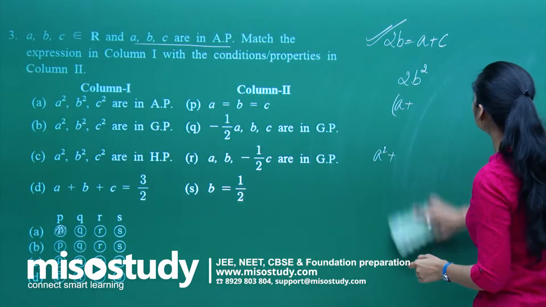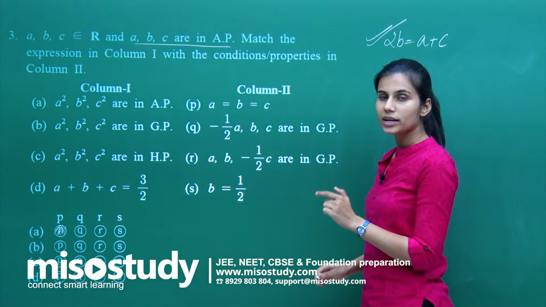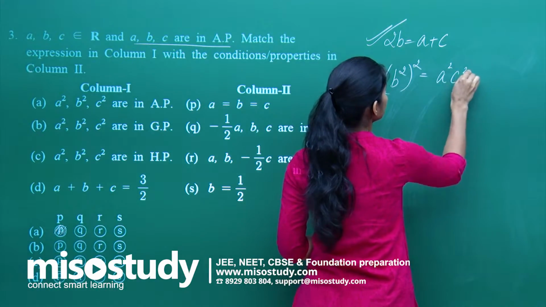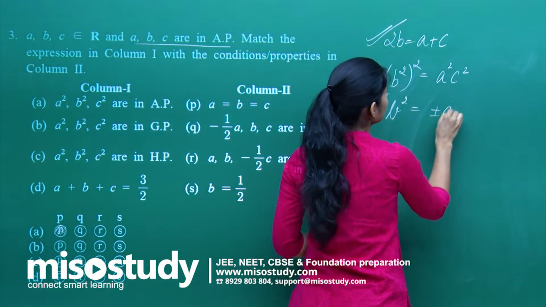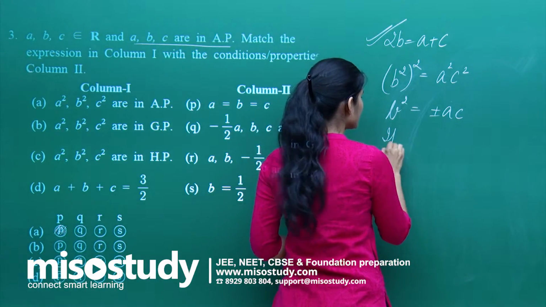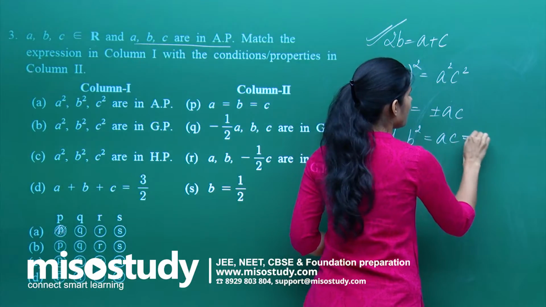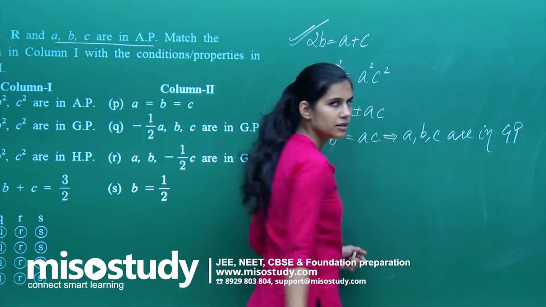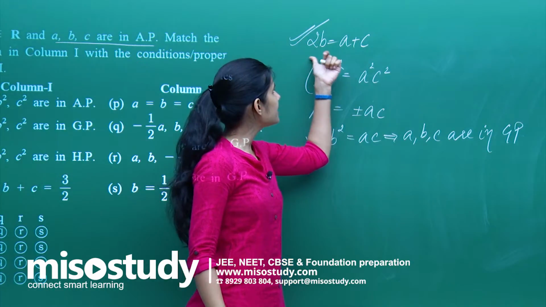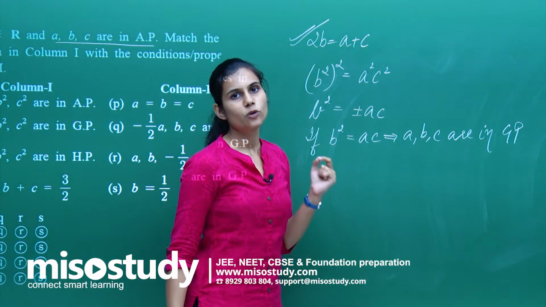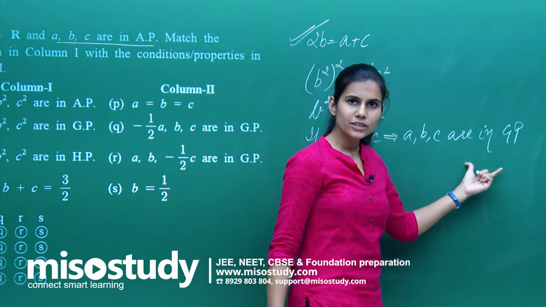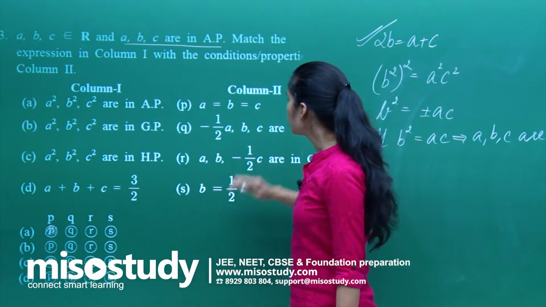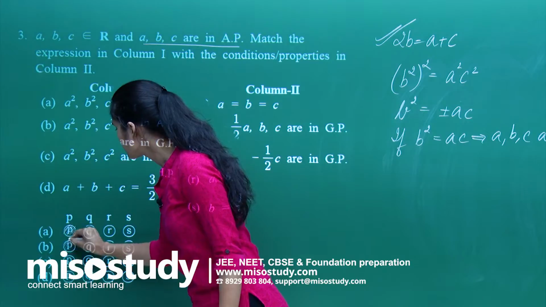Next you have a square, b square, c square are in GP. Okay, so a, b, c continue to be in AP. It's given that a square, b square, c square are in GP. That means (b square) whole square equals a square c square, or b square can be written as plus minus ac. Now if b square equals ac, this means a, b, c are in GP. And if a, b, c come out to be in GP, a, b, c are already given in AP, that means again a equals b equals c. So corresponding to b also, option P is what comes out to be correct.